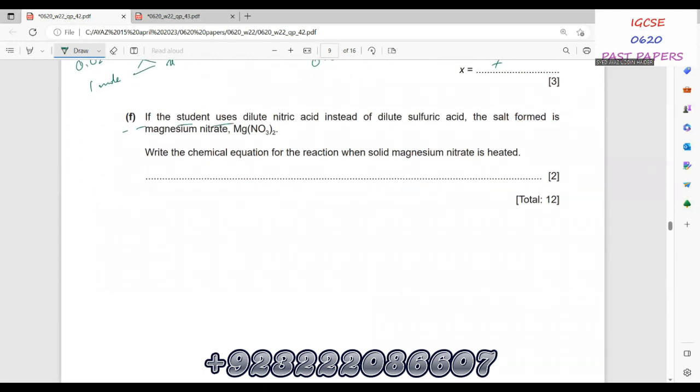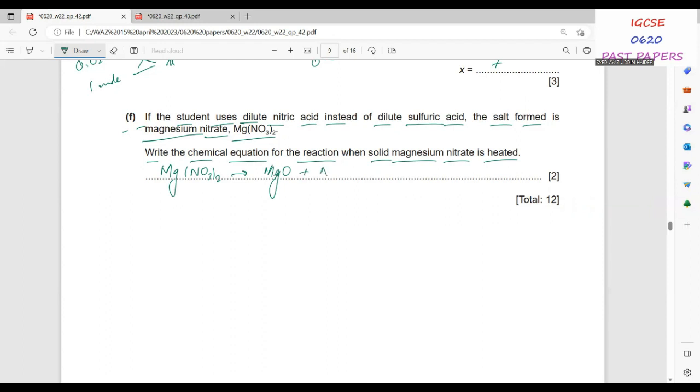If the student uses dilute nitric acid instead of dilute sulfuric acid, the salt formed is magnesium nitrate, Mg(NO3)2. Write the chemical equation for the reaction when solid magnesium nitrate is heated. When you heat magnesium nitrate, you will get 3 products. One will be magnesium oxide, MgO. The other will be nitrogen dioxide, NO2. And the third one will be oxygen gas.